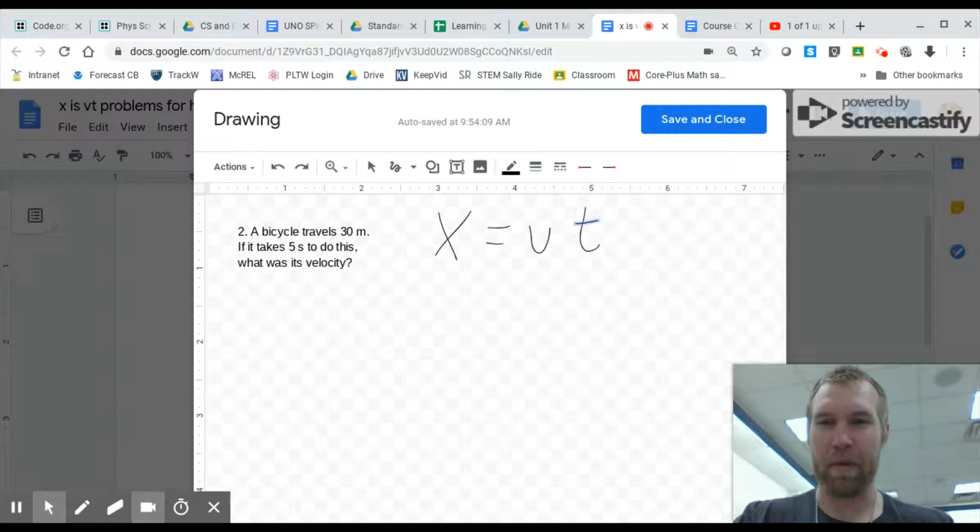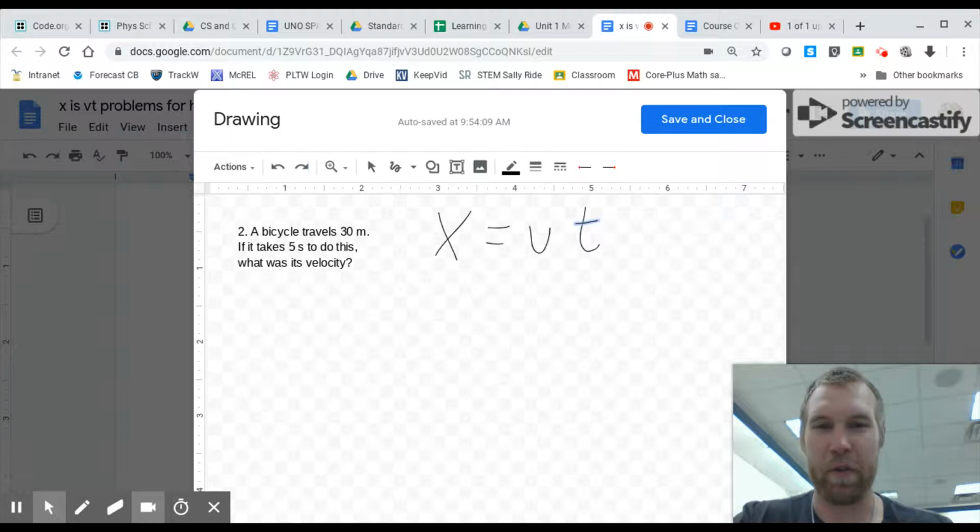This next problem requires us to do something a little bit different. It says a bicycle travels 30 meters. If it takes 5 seconds to do this, what is its velocity? In the last problem we were solving for distance. Now we're trying to figure out what the velocity of the bicycle was. We're still going to use the same equation, distance equals speed times time, now solving for a different variable.